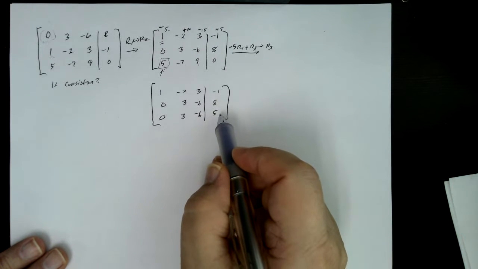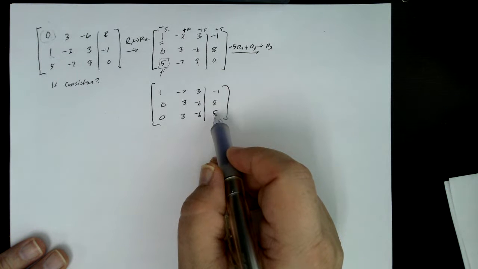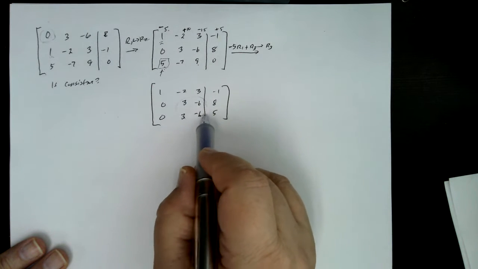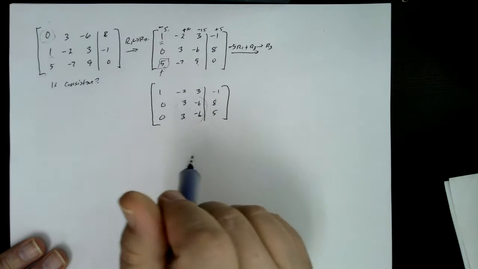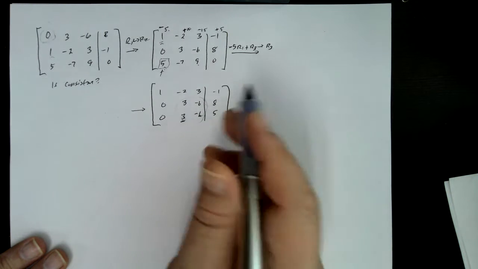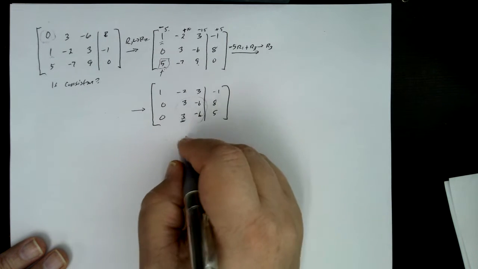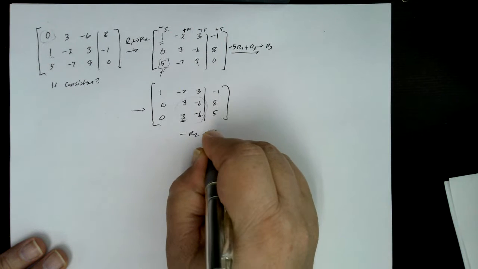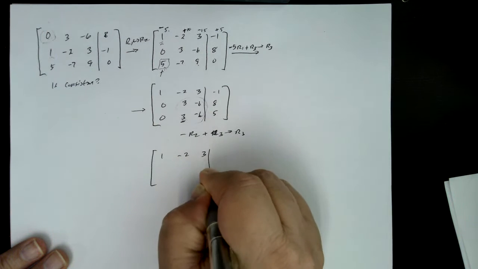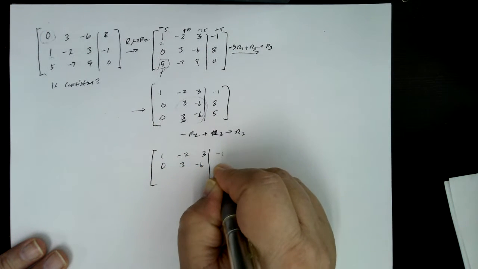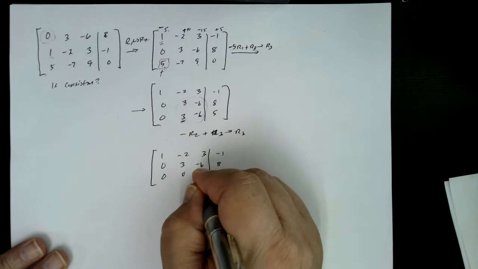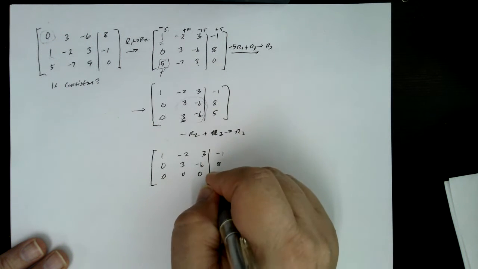All right. Now, I could continue, but I'm seeing two rows that are looking very similar to each other. That's kind of a danger sign. Why? Let's just go ahead and eliminate this 3 like we would anyway by taking minus row 2 plus row 3 back to row 3, and let's see what we get. 3 minus 3 is 0. Minus 6 plus 6 is 0. And then minus 8 plus 5 is minus 3.